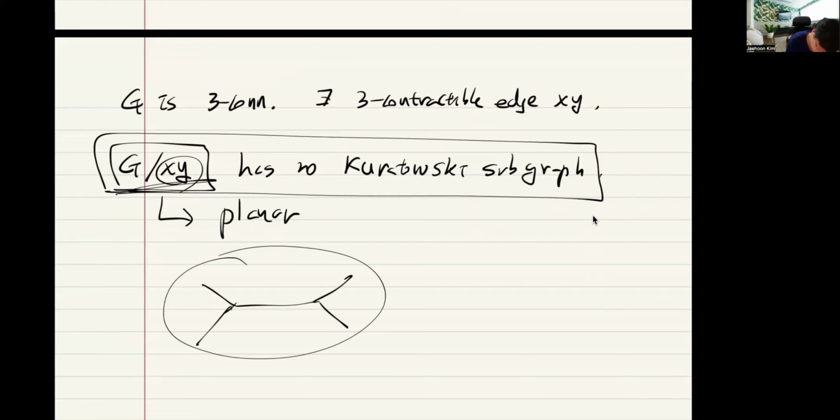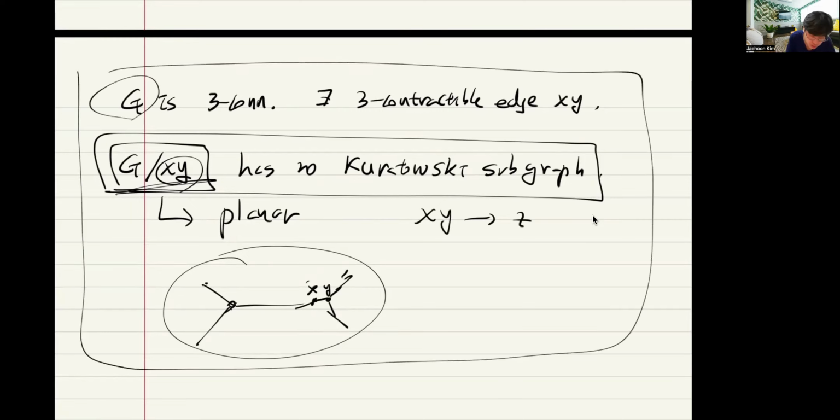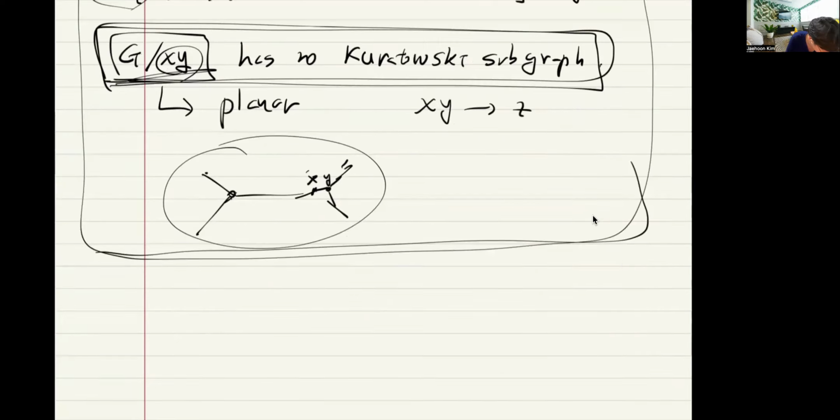So this contraction, where X and Y become one vertex, and there is some way to embed it. And then what? Based on this embedding of G contraction X and Y, we make some modification to find the embedding of G. That's a contradiction, because G was a non-planar graph, the minimal counterexample. So this is our plan. For that, we have to show this.